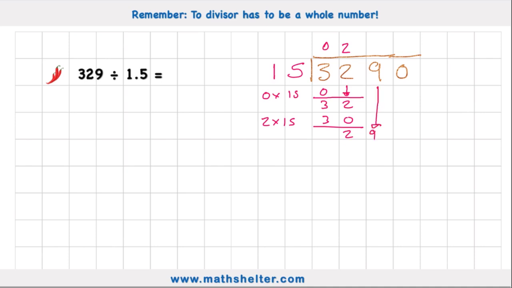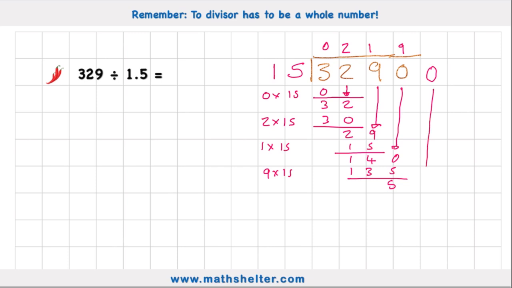How many 15s in 29? I have 1, and 1 times 15 is 15. Subtract 15 from 29 leaves me with 14. Bring back my 0, I have 140. How many 15s in 140? I think I have 9, and 9 times 15 is 135. When I subtract that away, I'm left with 5 on its own. So now what I need to do is add another 0 that won't change the value, bring that down.